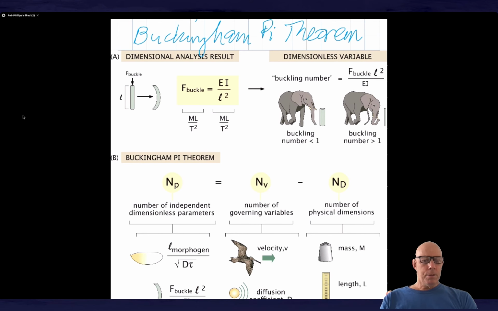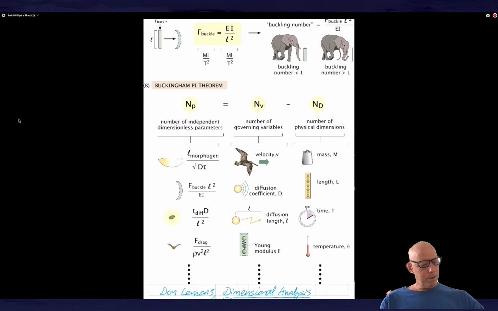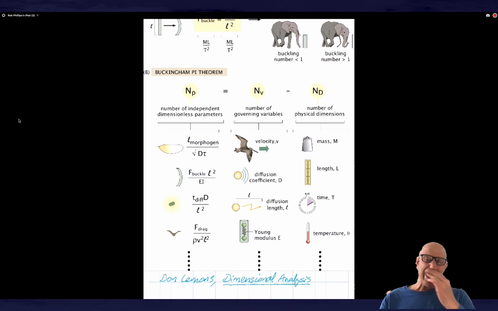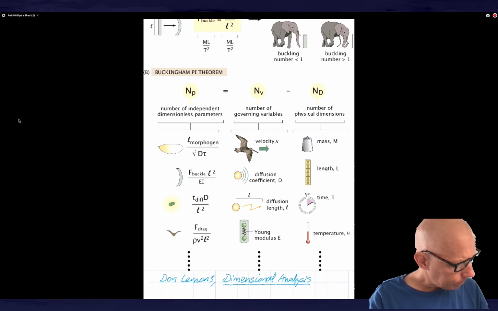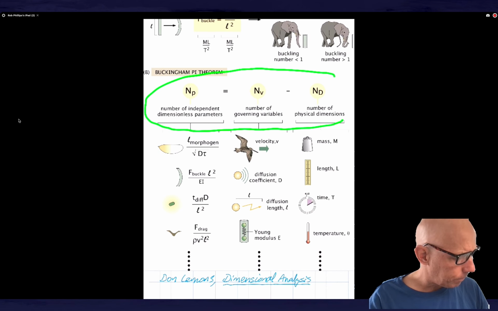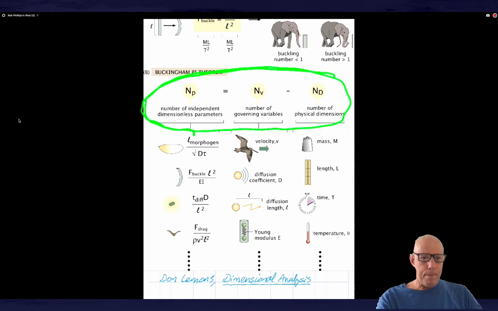So this Buckingham Pi Theorem, what does it do? It tells us a priori, without doing any big calculations, how many independent dimensionless parameters we will have. So, before I give you the example, let's look at what the equations say. It says the number of independent dimensionless parameters is equal to the number of governing variables minus the number of physical dimensions. That's what's shown right here, and that's what I'm referring to. So that's the Buckingham Pi Theorem.